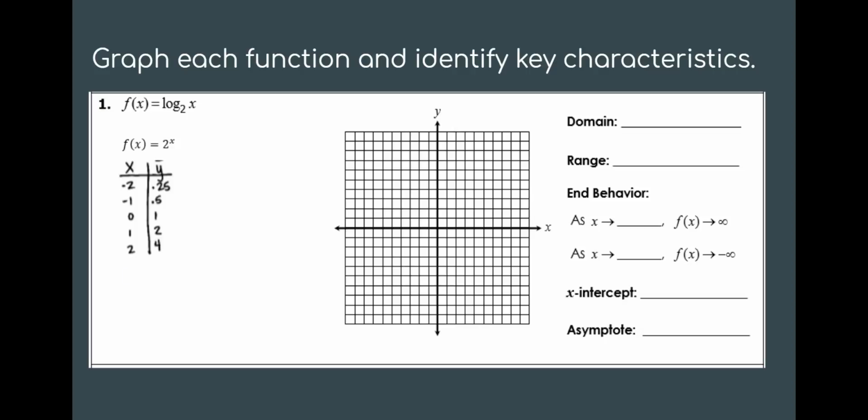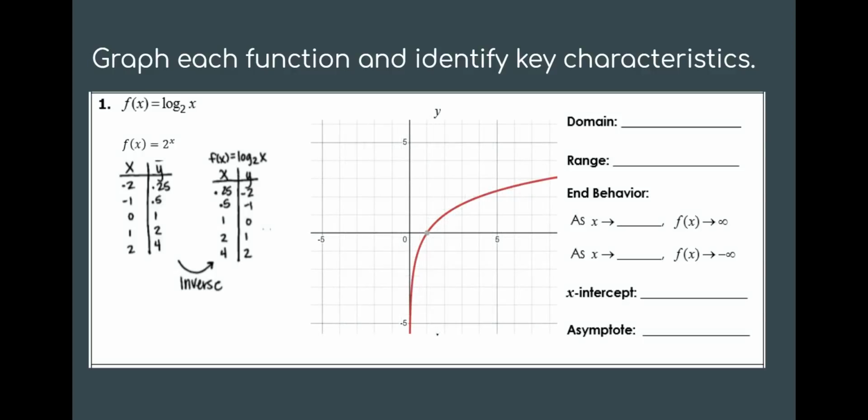Now to find the values of log base 2 of x, we just flip-flop the x and the y. That's just the inverse. To take the inverse, we just flip-flop the x and y, then we plot our points. This image has come right from Desmos, so hopefully your Desmos image looks like this if you were able to figure out what log base 2 of x looks like.